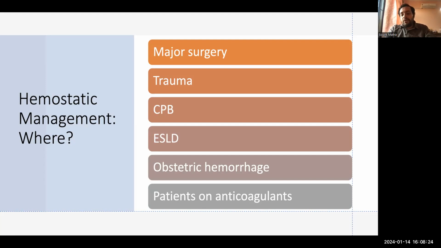Lastly, patients on anticoagulants. Nowadays, with the aging population of our country, we see more and more patients who are taking anticoagulants for various reasons like atrial fibrillation or prosthetic heart valve. They come to the ICU for different reasons, like upper GI bleeding, they may be undergoing some major surgery at times, or they may come with an intracranial hemorrhage. So these 5 or 6 scenarios require a specific management from the hemostatic point of view.